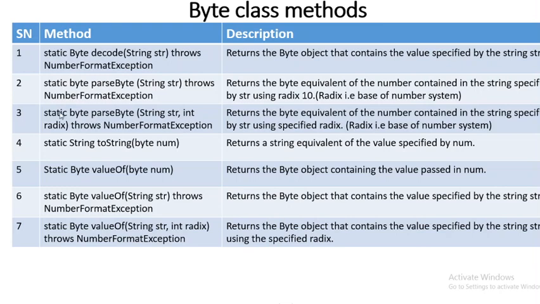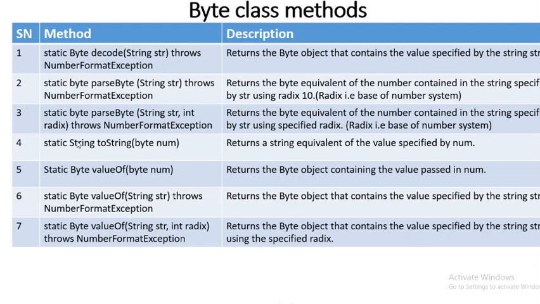Radix. So it converts the given string into byte data type by using the specified radix. And if this conversion is not possible, it will generate NumberFormatException. So the description is written. Returns the byte equivalent of the number contained in the string specified by str using specified radix.